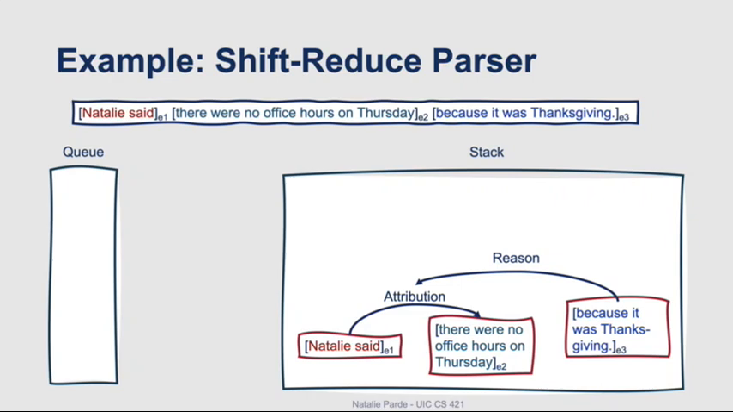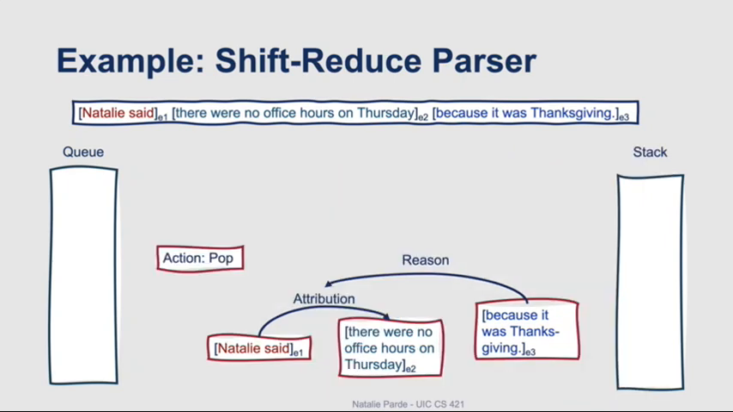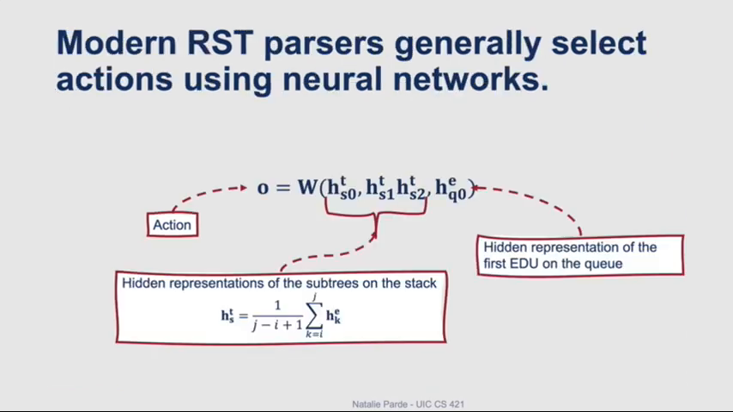Now we have no EDUs left in the queue, and we have just a single subtree in the stack. This means that we've reached our final subtree. So we'll go ahead and perform a pop action, popping that subtree from the stack, and now we have our discourse tree. As I mentioned, there are a variety of different ways that the shift-reduce parser can select its next actions. For example, it can use a set of manually defined rules or a classification model. Modern rhetorical structure parsers generally select actions using neural networks that make decisions based on the subtrees currently on the stack and the current first EDU in the queue.